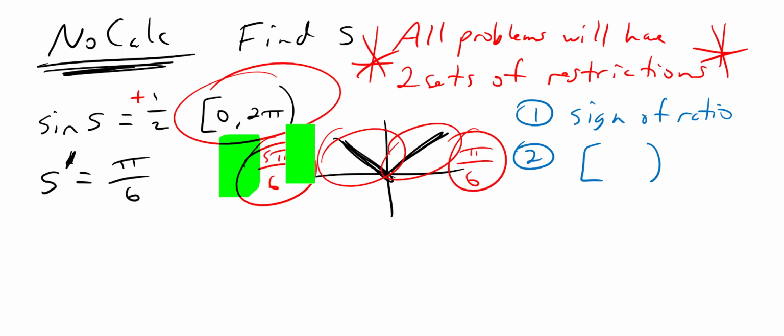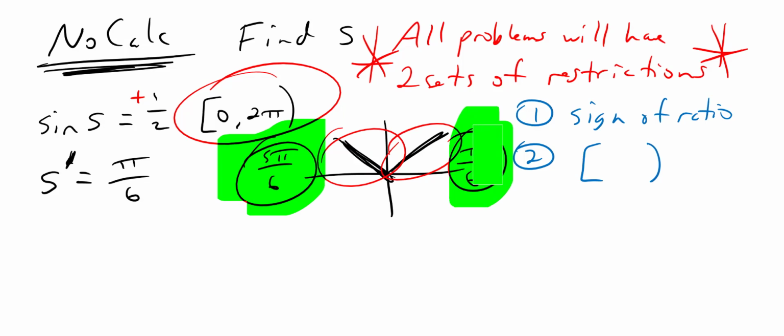Okay, so let me highlight these. That one's an answer, and that one's an answer. Okay, but two restrictions. Two restrictions. So let me just highlight. So again, one restriction was that between 0 and 2 pi, and the other one was the SIGN. Okay, which in this case was positive. Okay, so let's do another one.